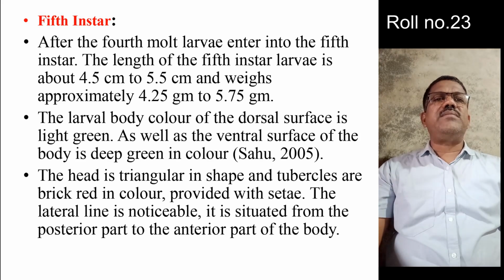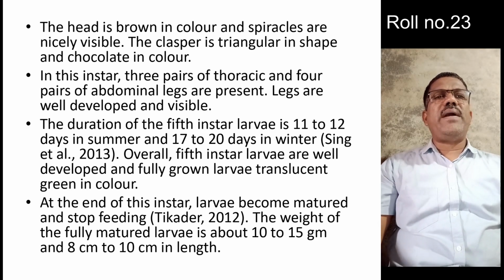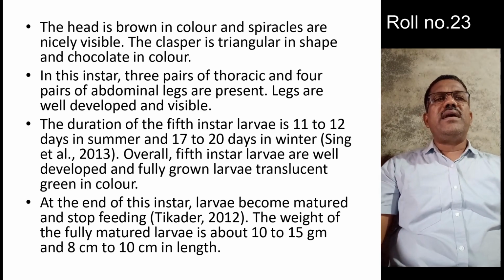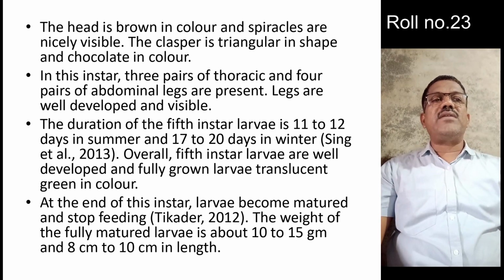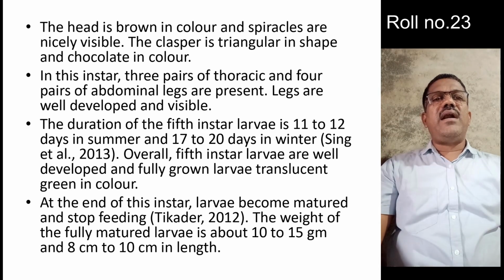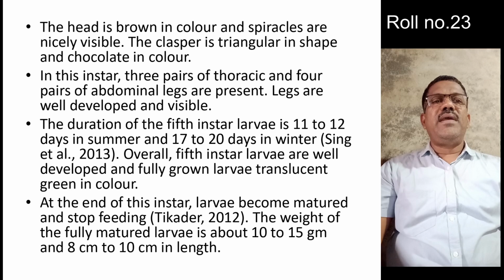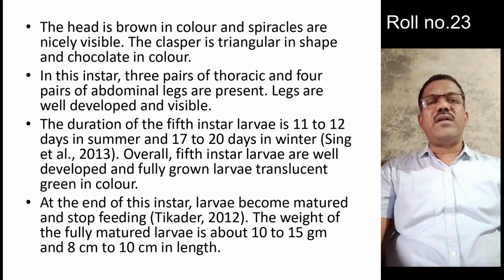It is situated from the posterior part to the anterior part of the body. In the fifth instar, the head is brown in color. The spiracles are nicely visible. The clasper is triangular in shape and chocolate in color. In this instar, 3 pairs of thoracic and 4 pairs of abdominal legs are present. Legs are well developed and visible. Duration of the fifth instar larva is 11 to 10 days in summer and 17 to 20 days in winter regions. Overall, the fifth instar larvae are well developed and fully grown, translucent green in color.